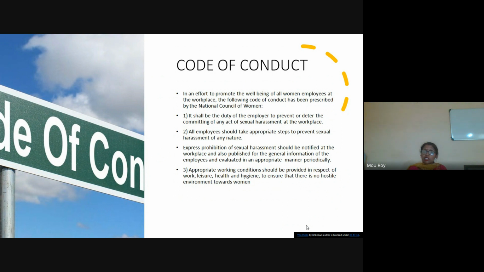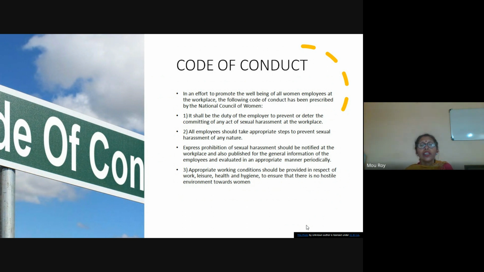Earlier, this sexual harassment was very much taking place, but now it is under control. Organizations have taken very strict action. If any sexual harassment is found against any employees, I mean male employees, then strict action will be taken against them. So sexual harassment at the workplace has really reduced in many organizations.